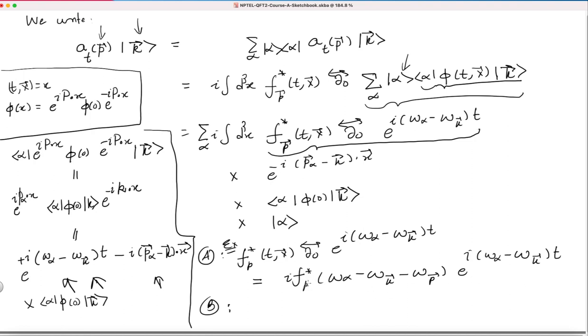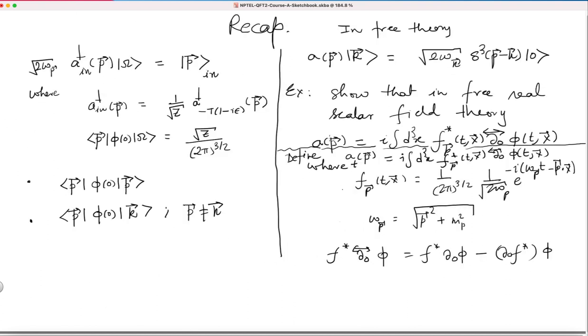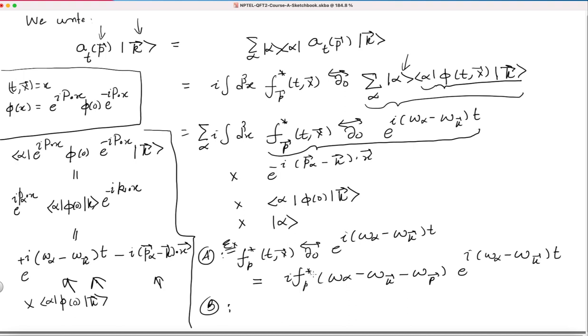Okay, f_p also depends on time. Now let's look at the x dependence. The spatial dependence is quite simple. You have an exponential function here, okay? So that contributes to time dependence. Then another space dependence comes from this f_p star, okay? But that space dependence is also trivial. It is again an exponential. So let me show you here. It's just e to the plus i p dot x, okay? So that exponential and this exponential here will combine, and you can integrate over this d cube x, and that will give you a Dirac delta function, okay?